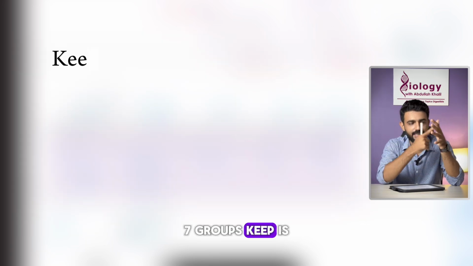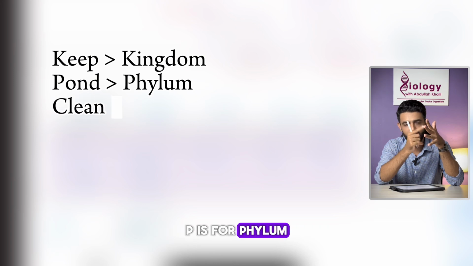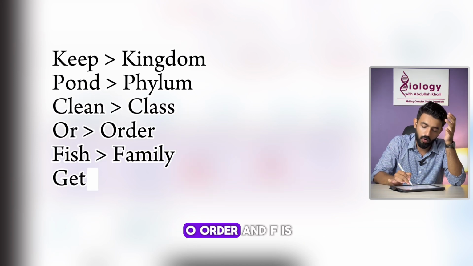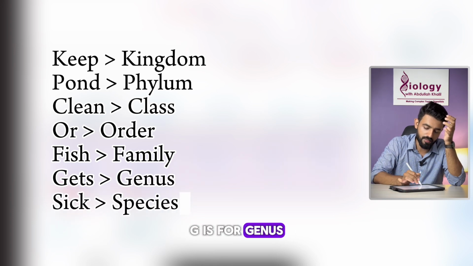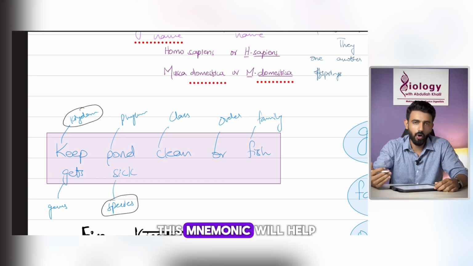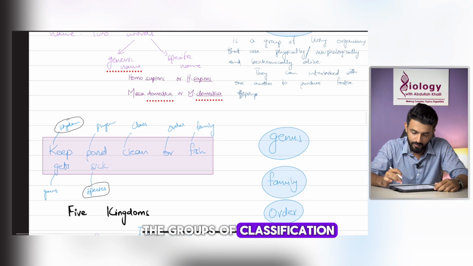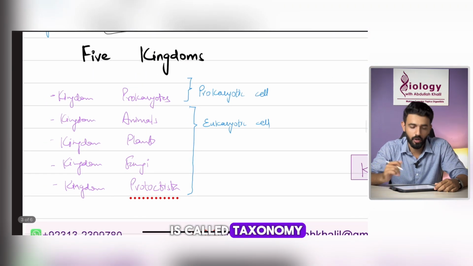7 groups. K is for kingdom, P is for phylum. Then we have C for class, O for order, F for family, G for genus, S for species. This mnemonic will help you remember the sequence of all the groups of classification. This branch which studies the classification is called taxonomy, by the way.